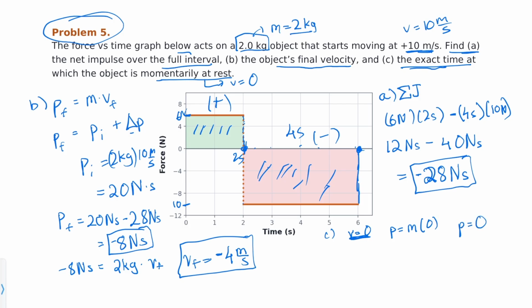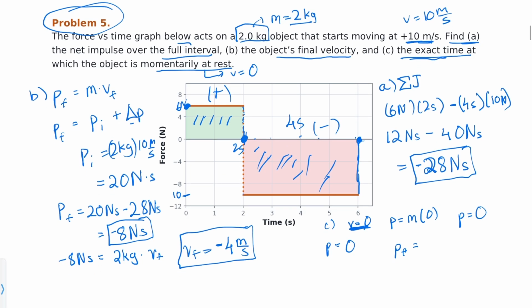Okay? So that means that using this, we can figure out that 0 momentum is where we have a velocity of 0. Where do we hit a momentum of 0? Well, we don't know that, but we know that we have a lot of change here. So we can represent P final as P initial, or we can start here.